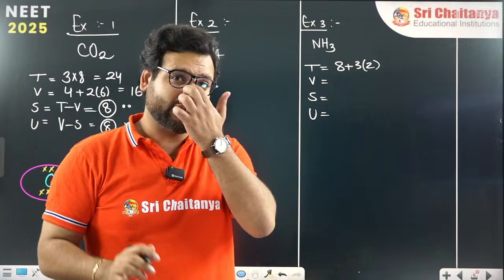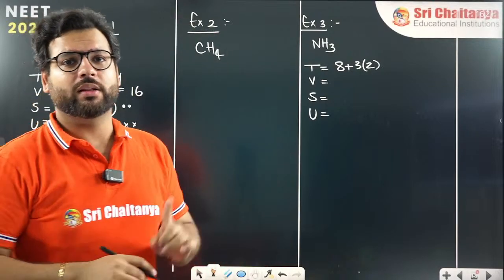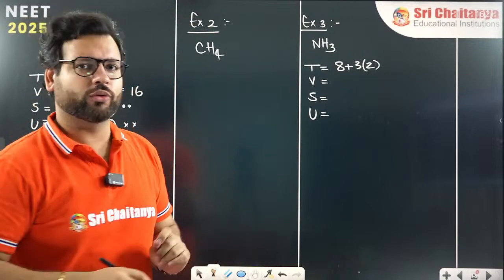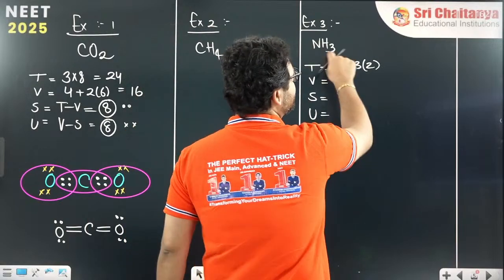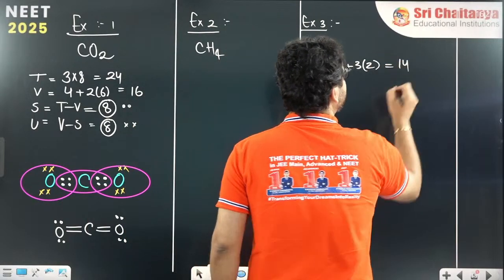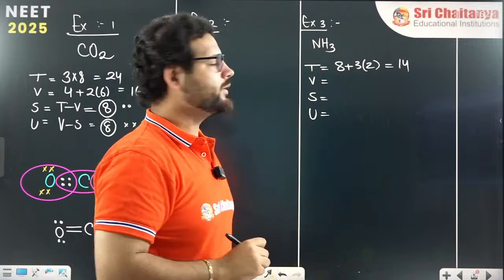So the number of atoms apart from hydrogen is 1. That atom is multiplied by 8. So 8 plus 3 times 2, which is 14. T is 14.